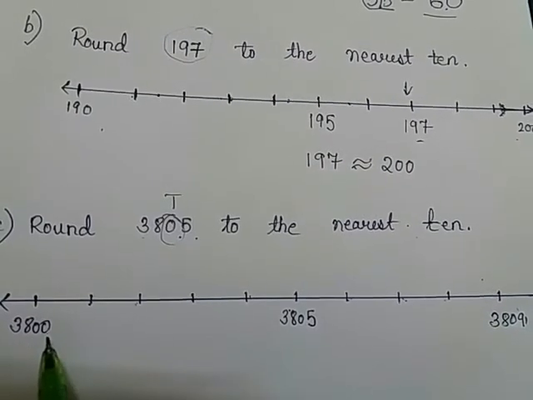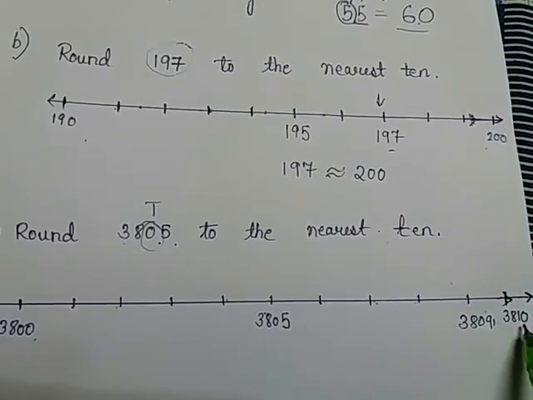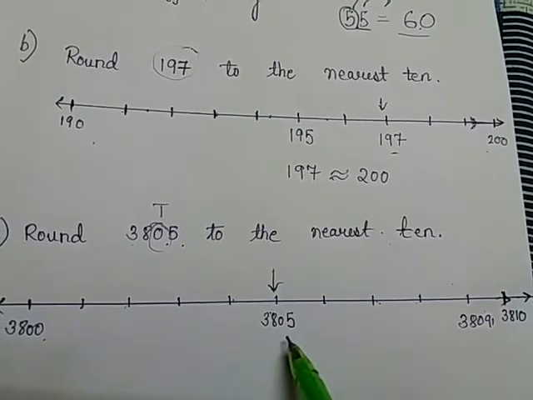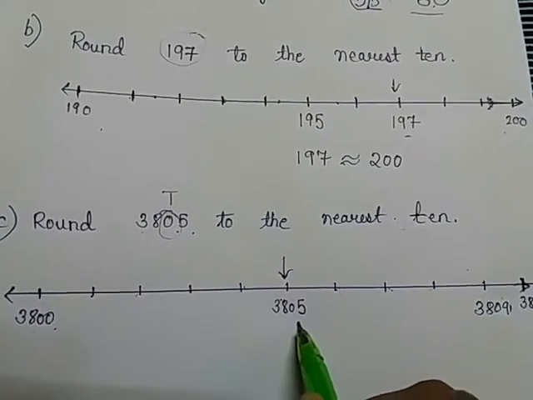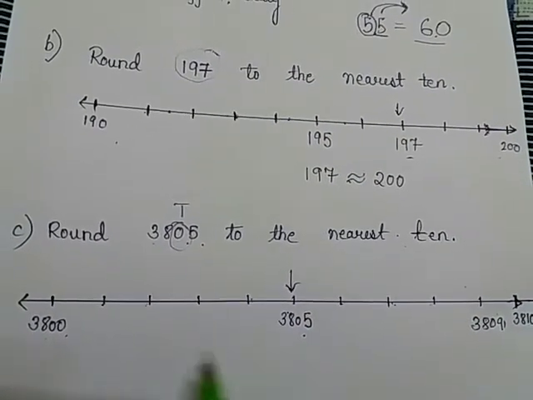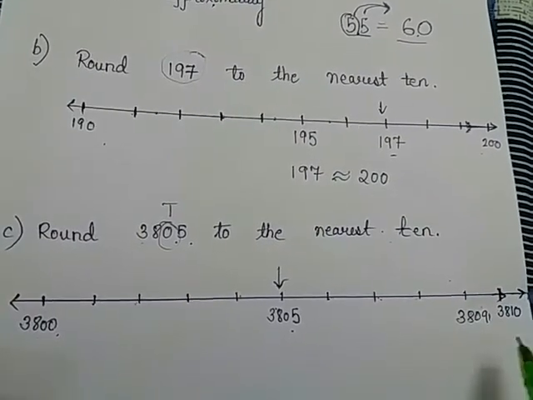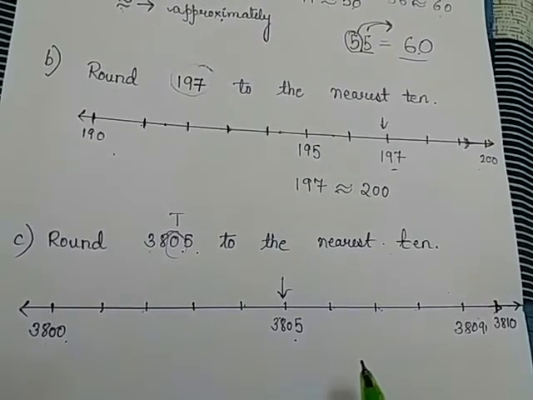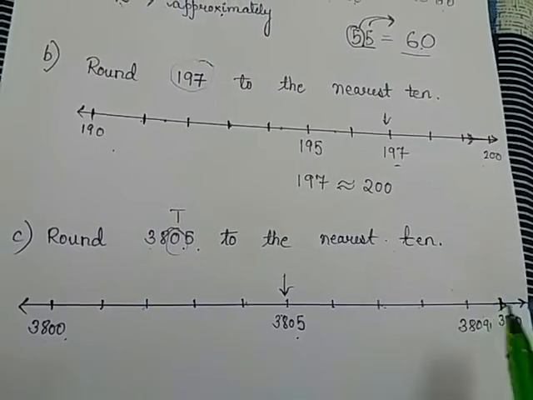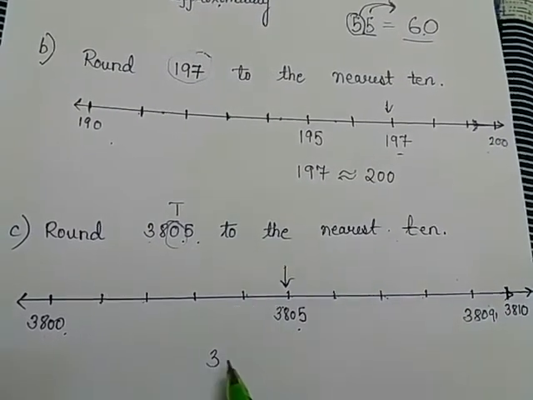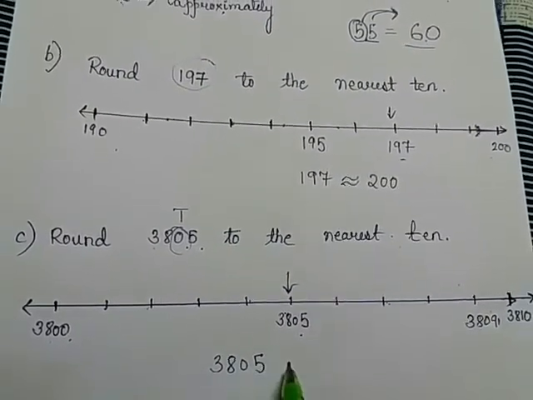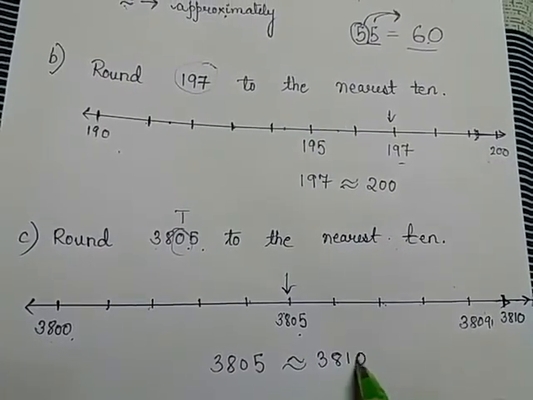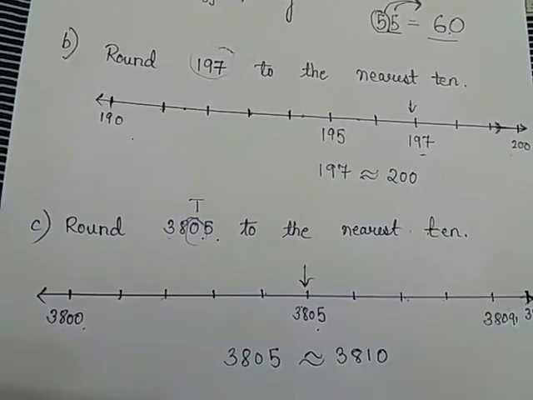This side is 3800 and this is 3810. Now at this point 3805 lies. Again, this is halfway between 3800 and 3810. Now 3805 is 3810 when rounded to the nearest 10. So we can write it like this: 3805 is approximately equal to 3810 when rounded to the nearest 10.